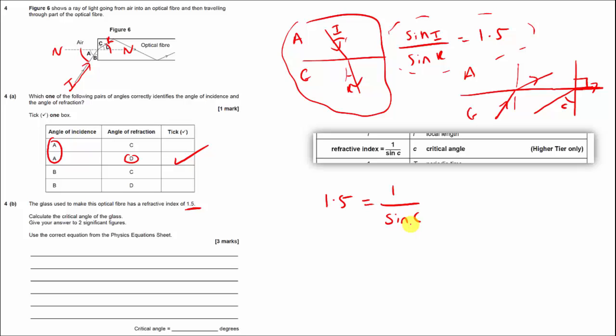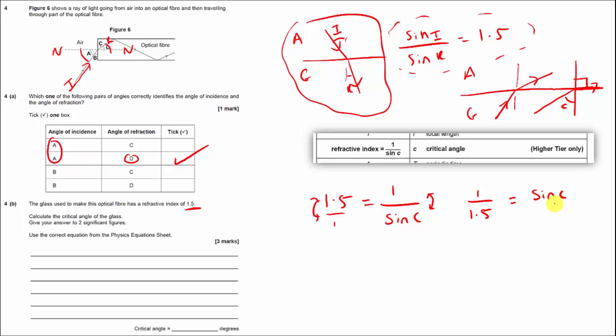There are several ways of doing this. Actually, I could just invert both sides of the equation, right? I could flip these two, and I can also flip this, because you can think of the 1.5 as being over 1. So inverting both sides of the equation would get me 1 over 1.5 equal to sine C, and I could draw it as over 1, but I don't really need to. So 1 over 1.5 equals sine C.